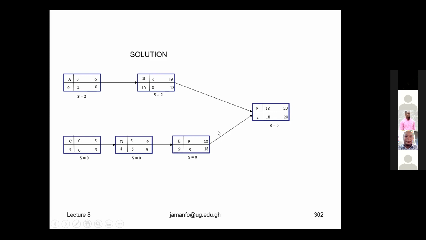Remember also that we said we want to do the crashing at the very minimum cost. So if you pick a critical activity and you are able to crash it even by 1 day, you have reduced the project completion time. This is the reason why we focus on the critical activities.